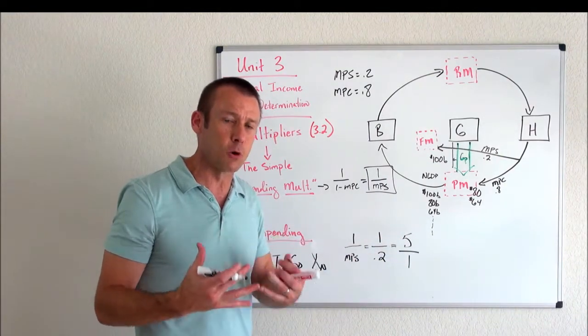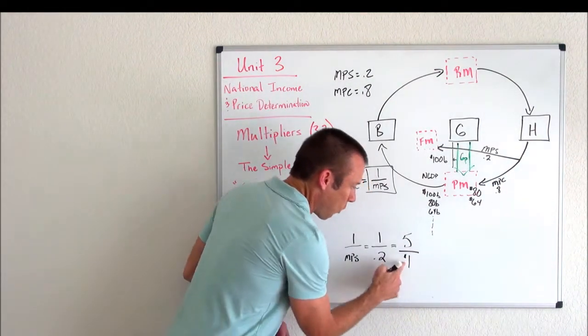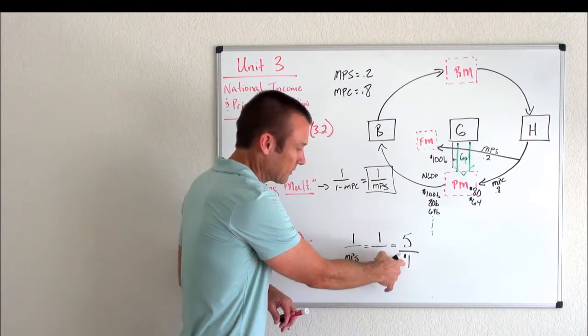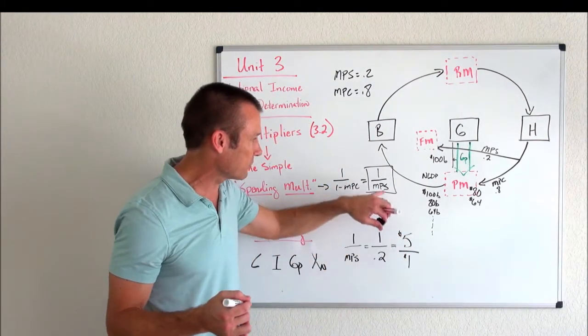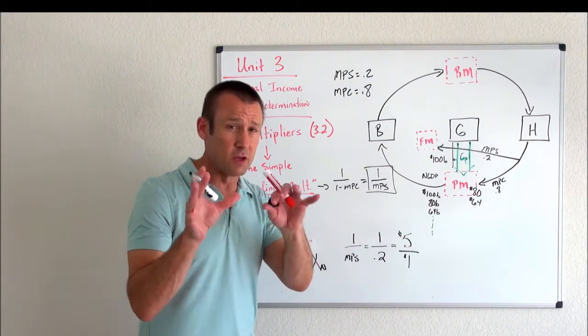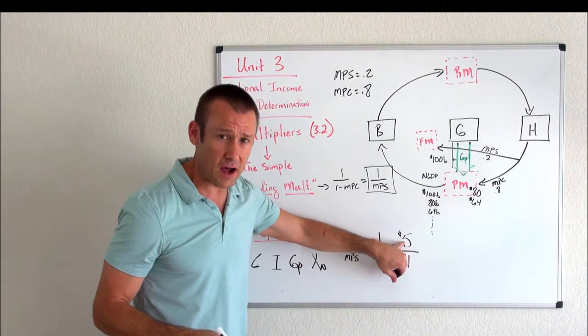What is that spending multiplier showing us or telling us? It's saying for every $1 initial change in spending, we will get a total change in spending or total change in nominal GDP, because those are synonymous. Total change in spending equals our total change in nominal GDP of $5.